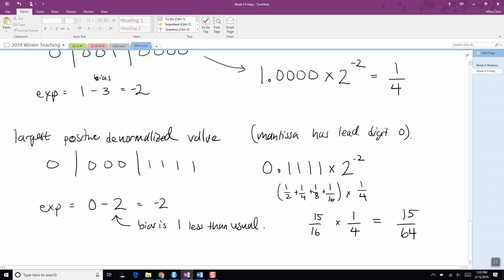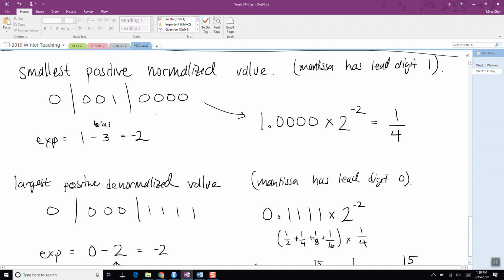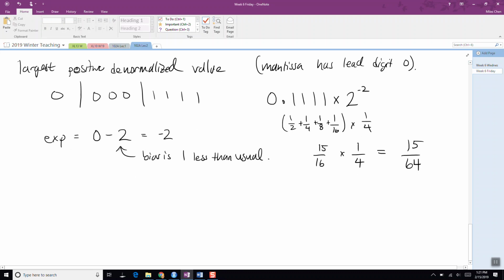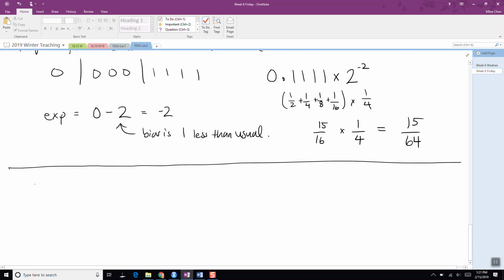Okay, so the smallest positive normalized value is going to be this, 1/4. The largest positive denormalized value will have all zeros here and all ones over here, and it will be 15/64. Okay, so very close to 1/4, because 1/4 is 16/64. It's just a tiny bit less than that, 1/64 less than that. Okay, so that's going to be the largest denormalized value that I can have. Okay, what is the smallest positive denormalized value I can have?